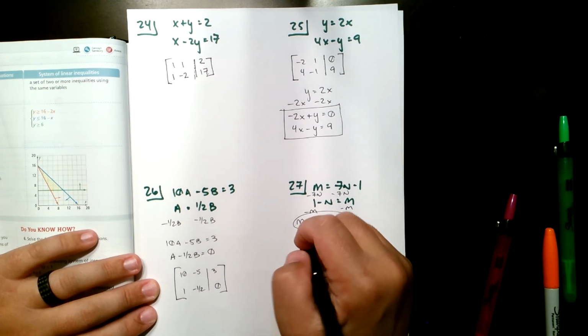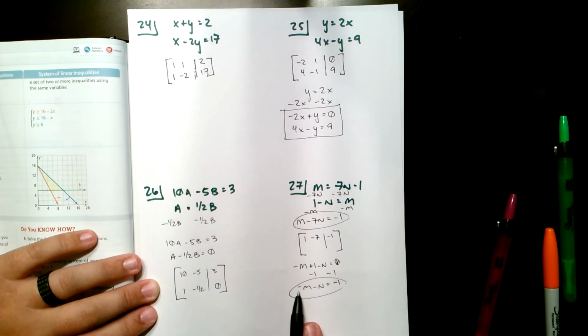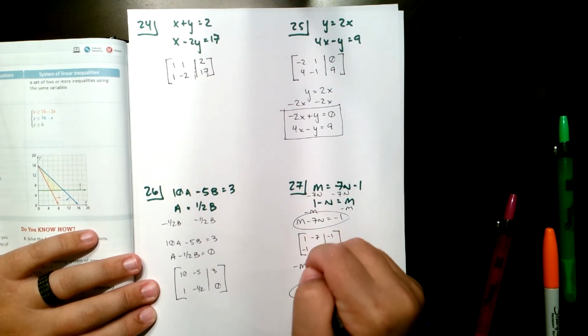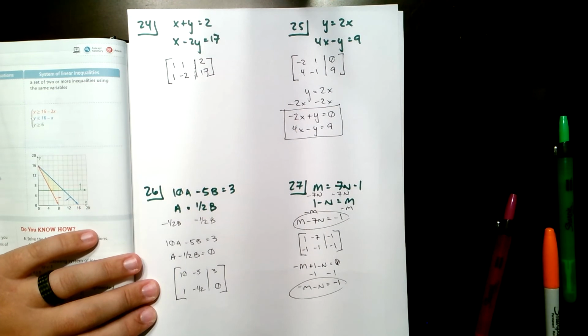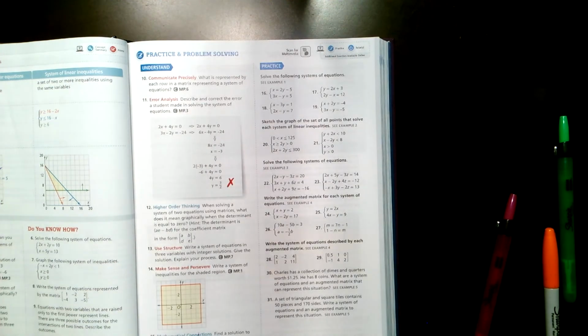All right, so here we go. There are my two equations. So my augmented matrix is going to look like this: a 1, -7, -1. A -1, -1, and a -1. If you wanted to, you could divide all those by -1 to make them all positive. It doesn't really matter. Same thing.